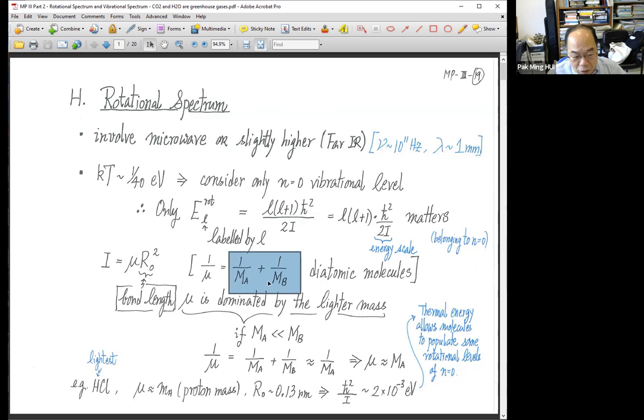So therefore, if you have HCl, hydrogen chlorine, then the lightest thing is hydrogen, and the reduced mass is quite close to the mass of a hydrogen atom, okay? So if you don't have time to use the formula, then be clever. If you see one is very light, that will dominate, you just assume this is quite okay, all right?